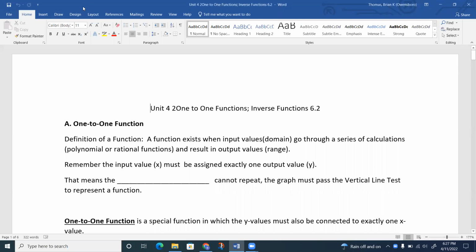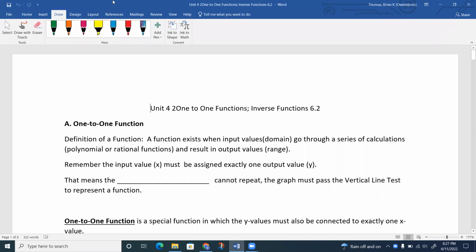So welcome. We're going to work on Unit 4, Lesson 2, one-to-one functions, and also inverse functions. So this is Chapter 6, Section 2.